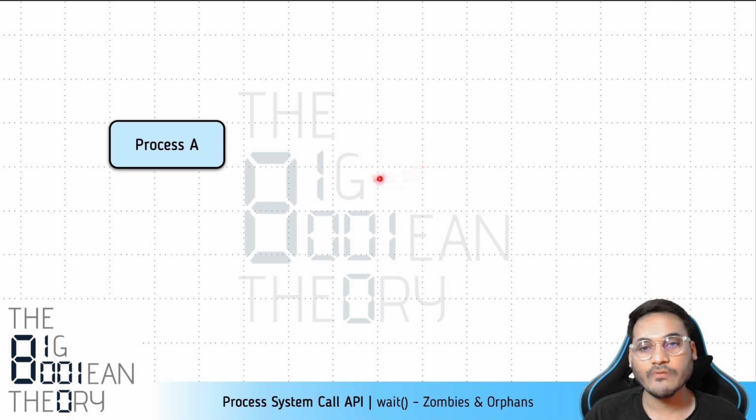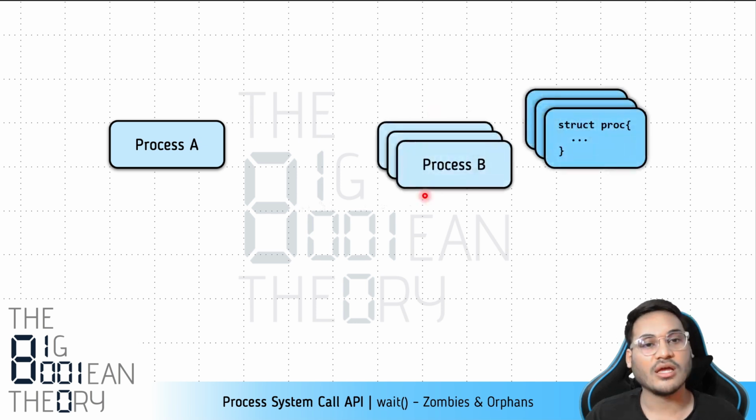I'll show you one more visual to make things more clear, right? So this is process A. Let's say this is a parent process and it creates multiple child processes, right?